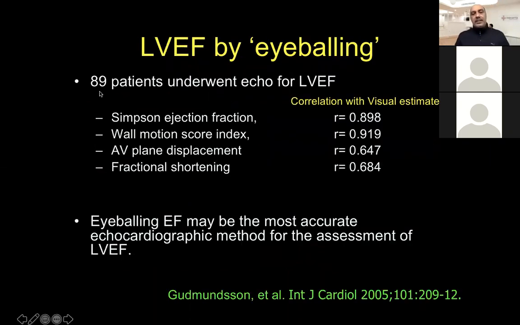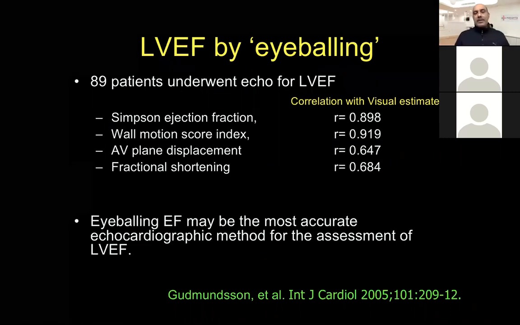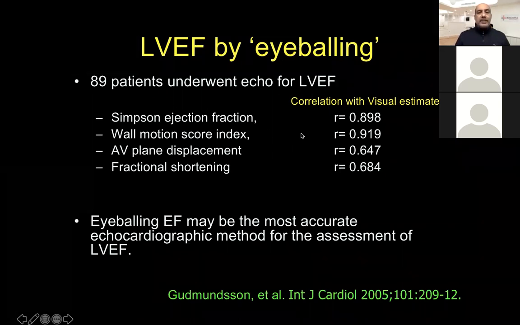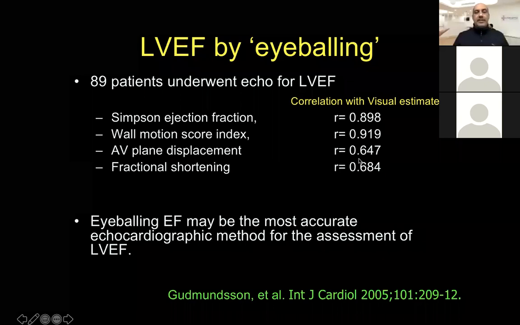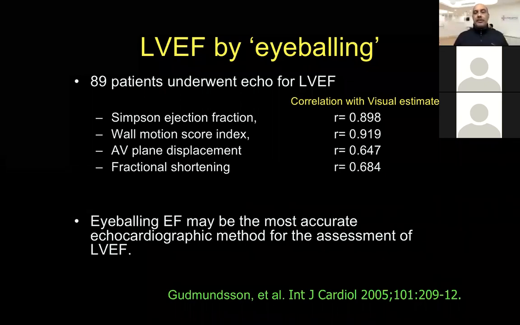Mind it, the best one still today is your experience-driven eyeballing. When you look at the ventricle, the ejection fraction should be around 40 to 45%. That is what your gold standard is, because time and again it has been proven that the maximum correlation was with the wall motion score of eyeballing.